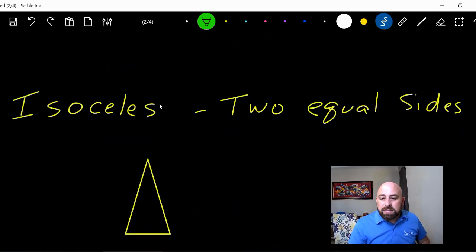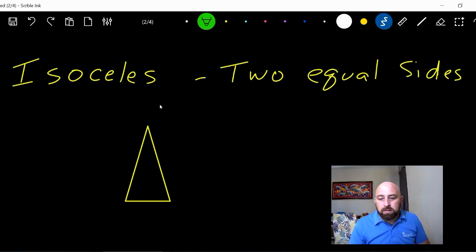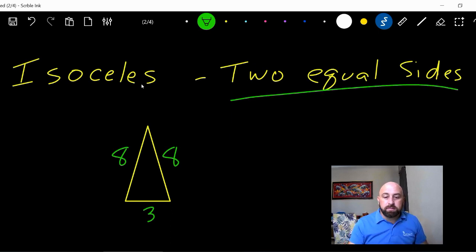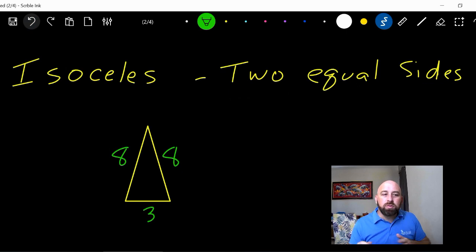The next one is an isosceles triangle, and this means that two of the sides are equal. So this is 8, and this is 8, and this is 3, for example. I'm just writing random numbers. I haven't measured these. 8, 8, and 3. Notice, I have two equal sides. Technically, it's two or more equal sides.